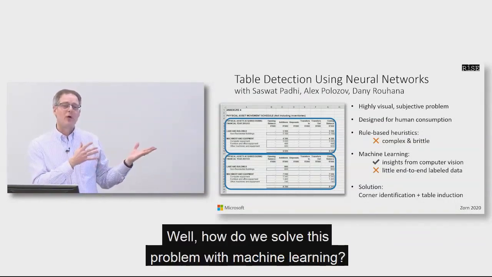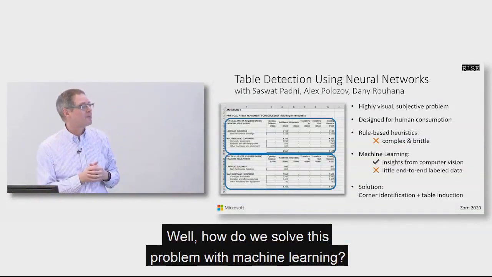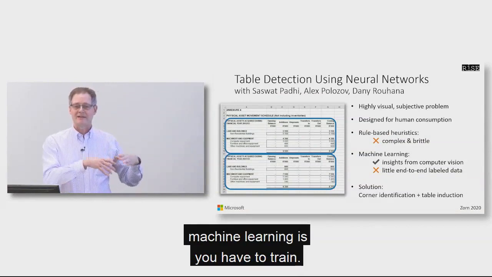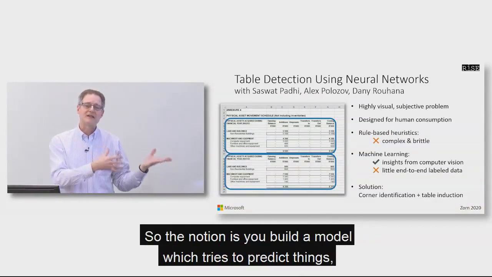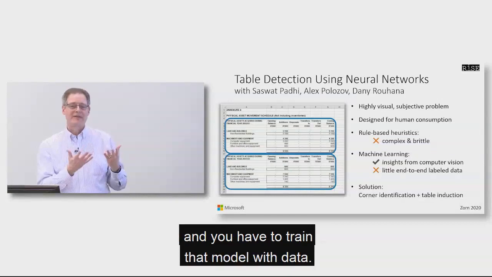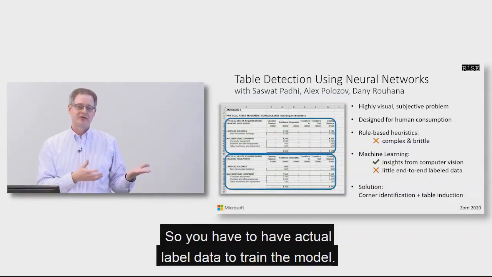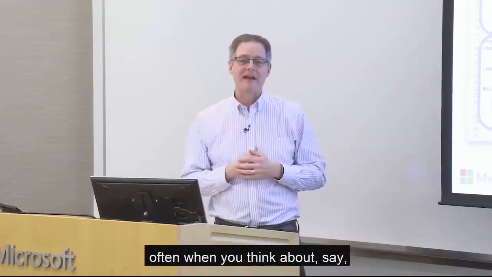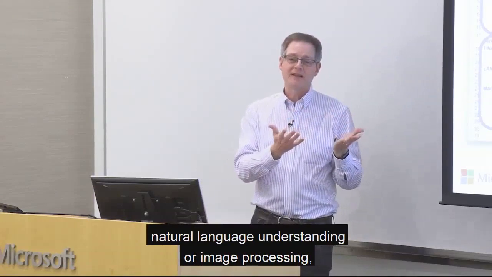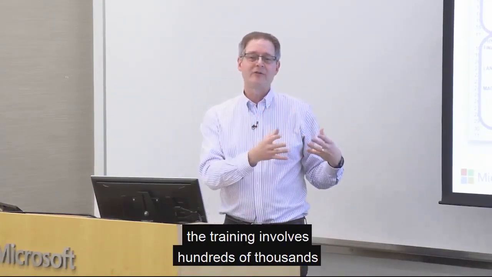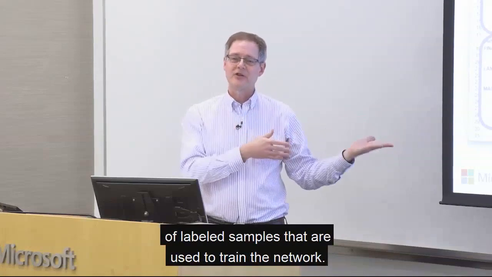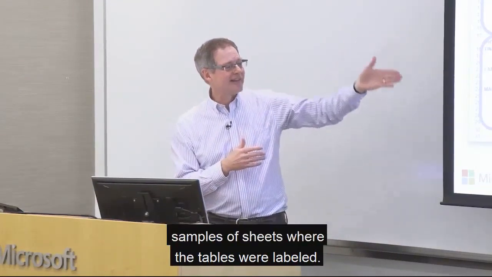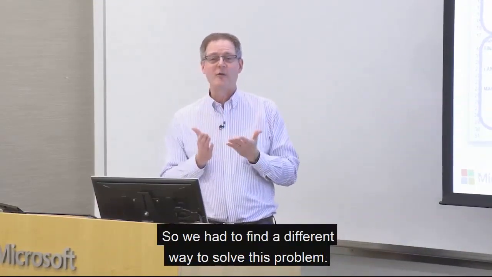Now, this opens the question: how do we solve this problem with machine learning? One of the traditional aspects of machine learning is you have to train. The notion is you build a model which tries to predict things, and you have to train that model with data. So you have to have actual labeled data to train the model. A challenge we find in this particular space is that often, say in natural language understanding or image processing, the training involves hundreds of thousands of labeled samples. And in our case, we didn't have 100,000 samples of sheets where the tables were labeled. So we had to find a different way to solve this problem.